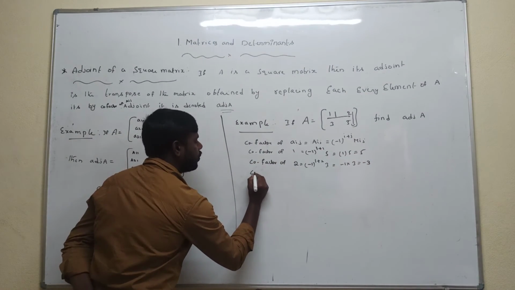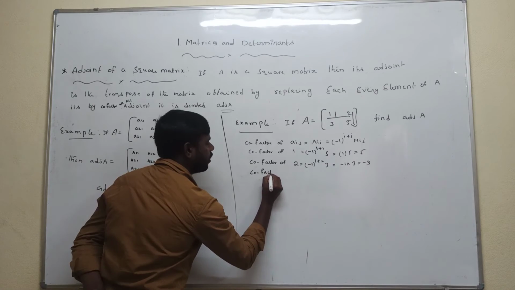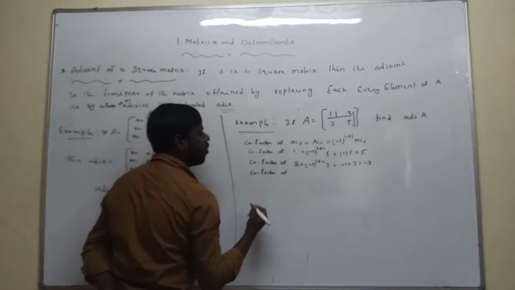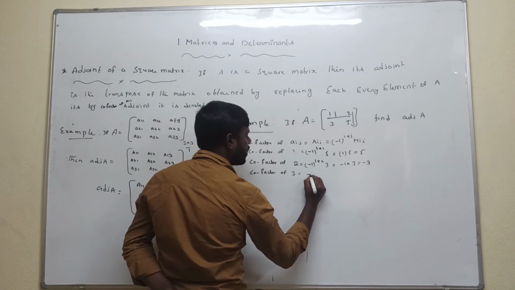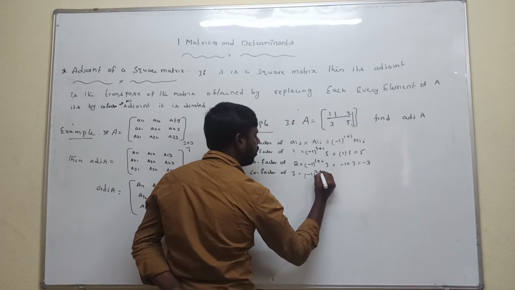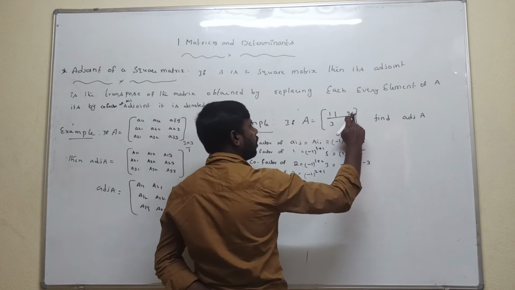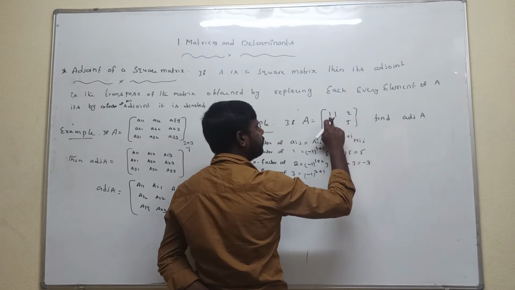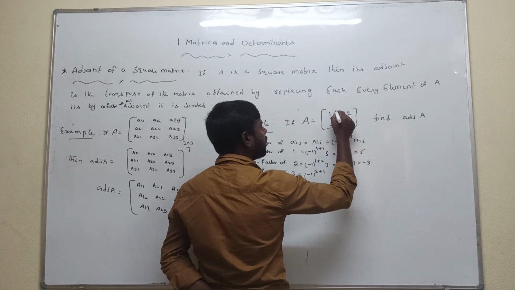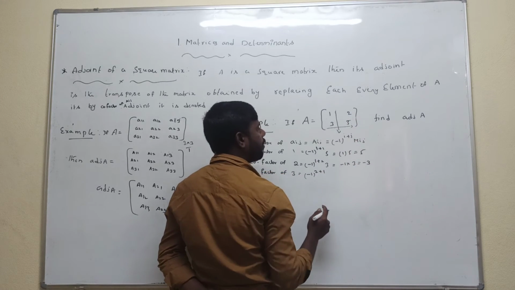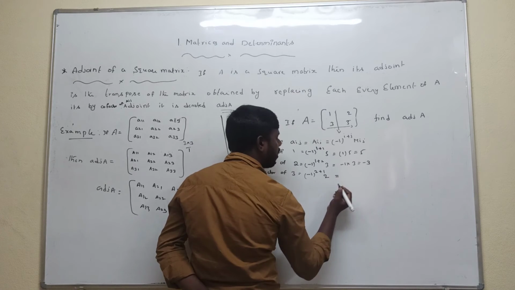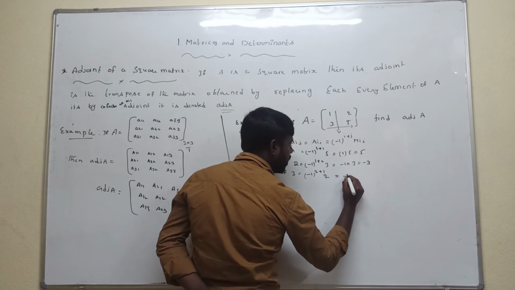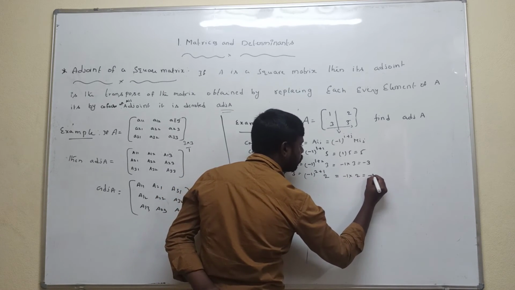Next we need to calculate the cofactor of 3. We need to calculate the cofactor of every element. 3 is present in the second row, first column, so that row and column are eliminated. What is left is called the minor. The minor of this element is 2. (-1) cubed is -1, into 2, gives -2.